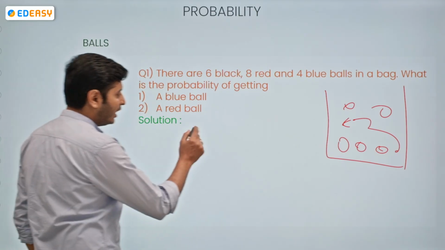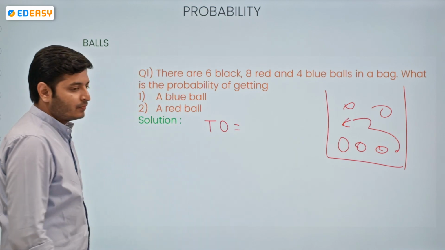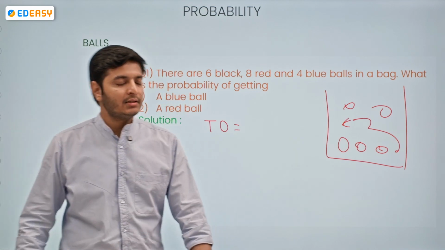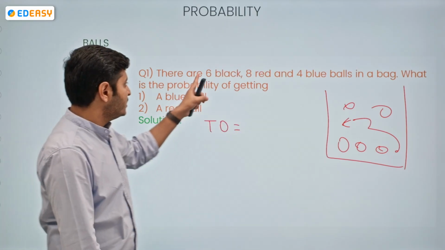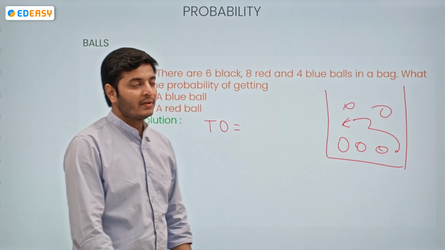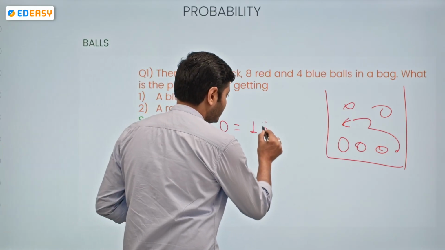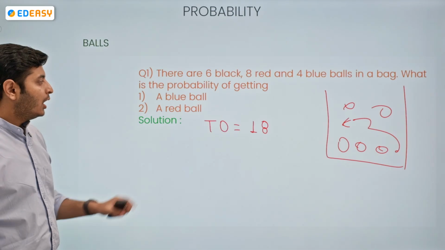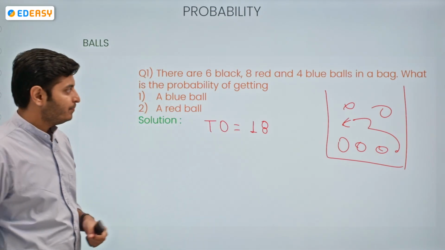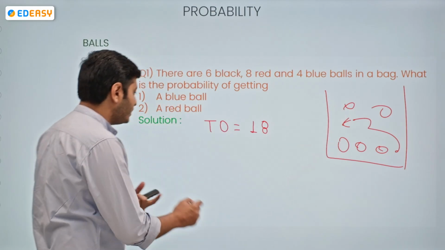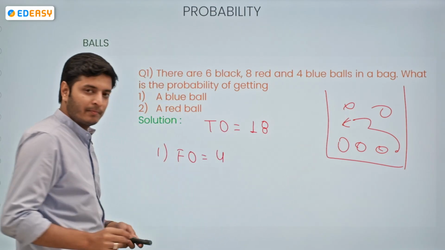So first thing, I'm gonna write the total number of outcomes. The total number of outcomes in this type of problems depends on what? Total number of balls. And that is 6 plus 8 plus 4, that is 18, right? So the total number of outcomes that can be there is 18. Out of these 18 outcomes, how many balls are blue in color? 4 only. So the favorable number of outcomes in the first case is 4.